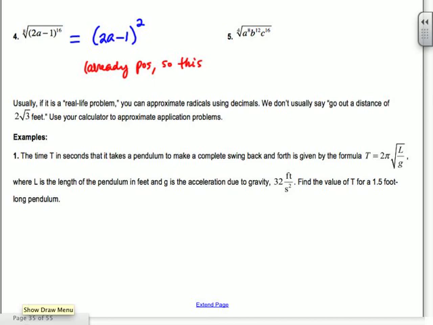So this is why we don't need absolute values.